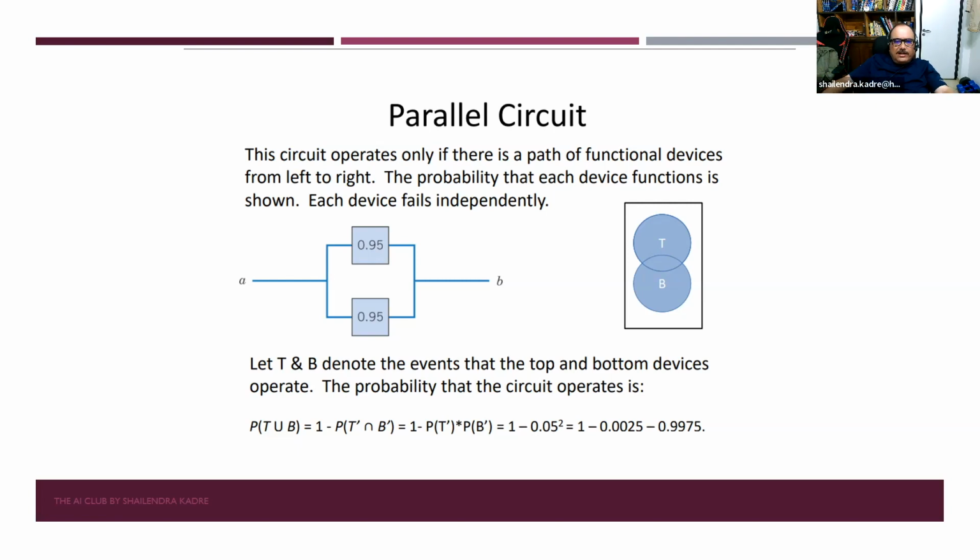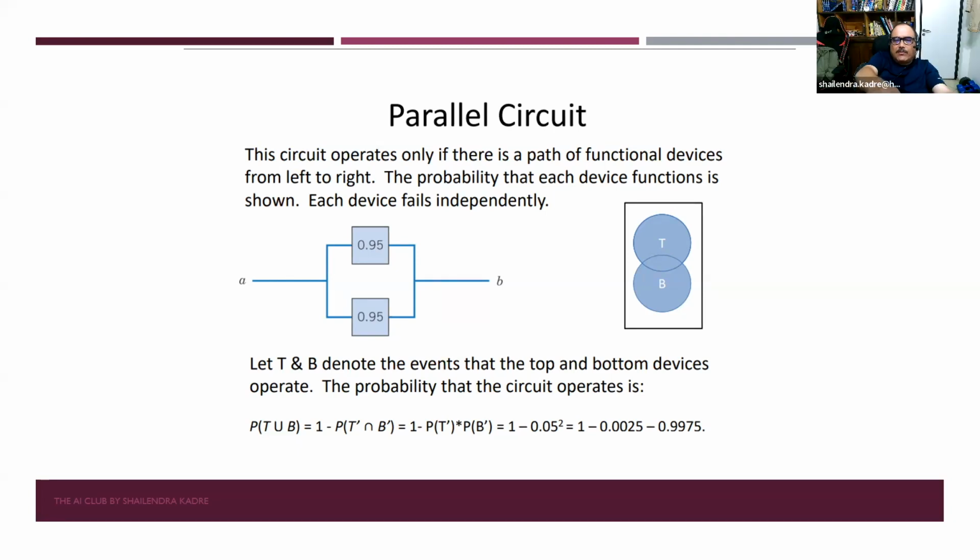So now, the little trick he has played: you have to find T union B. T means the upper circuit, and you have to find its union with B. So he has taken the negation of that, 1 minus T dash. T dash means not operating. Not operating is how much for both the parts? The probability of failure is 0.05, right? So he has taken T dash and B dash.